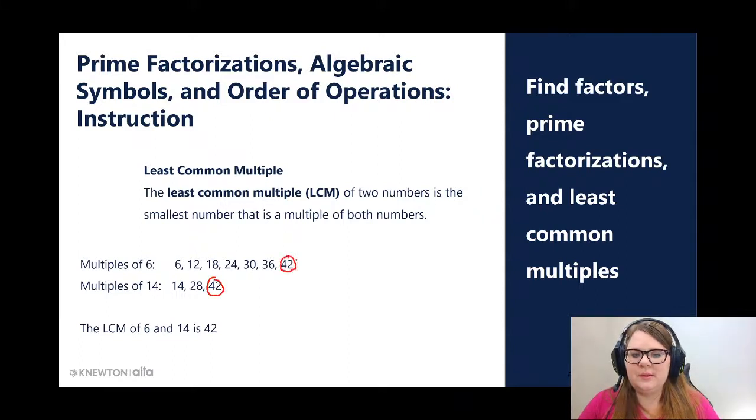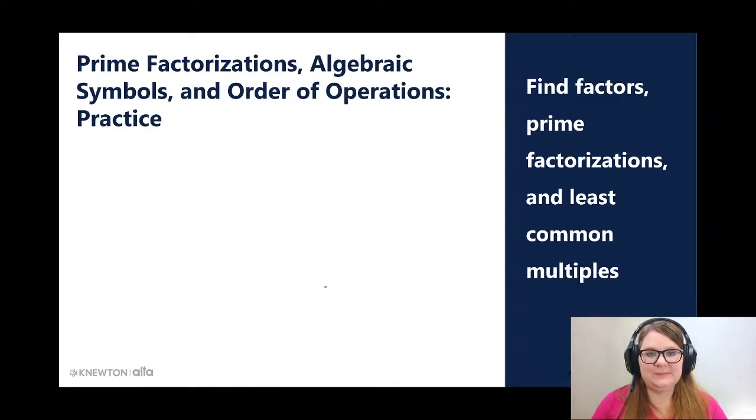42 matches on both. Okay. You'll notice 14 doesn't match on both and 28 doesn't match on both. 42 is the first one. So because that's the smallest number that appears in both lists, it's the LCM of 6 and 14.